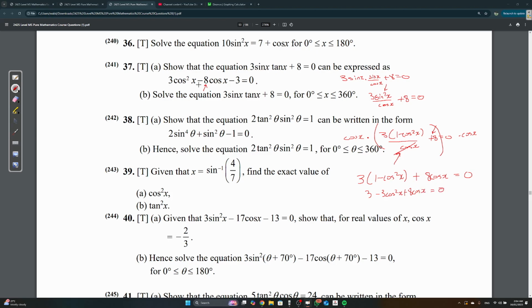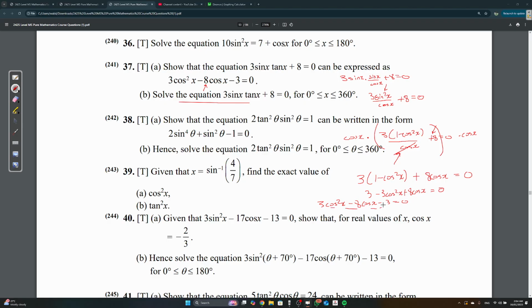You get this. They want it to look like this. They want it to be positive. So if we move everything to the other side, it's going to look like this. You're going to get 3 cosine squared x minus 8 cosine x minus 3 equals 0. Then they say solve it. Yes, of course, let's solve it.